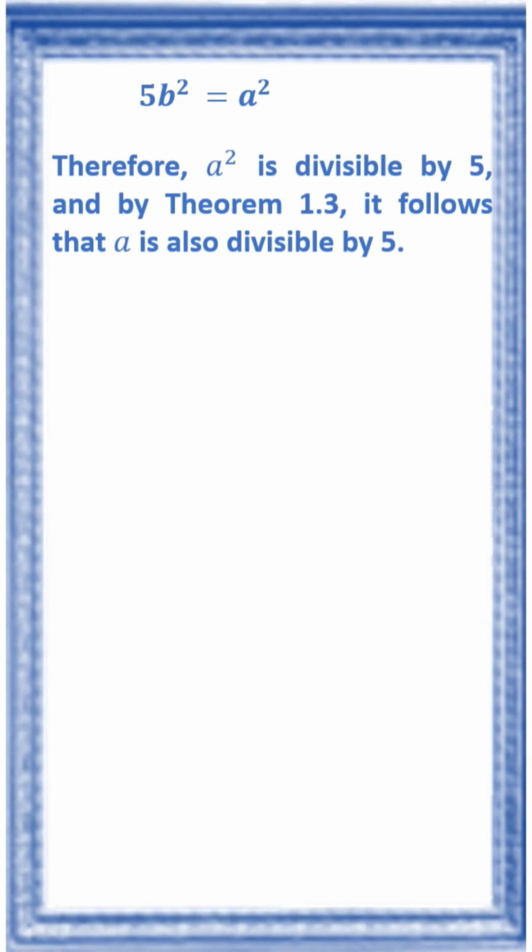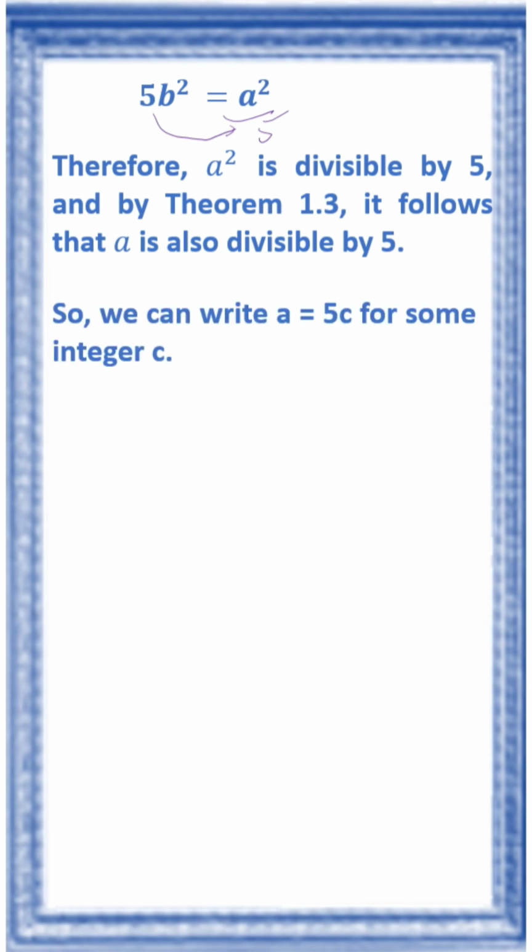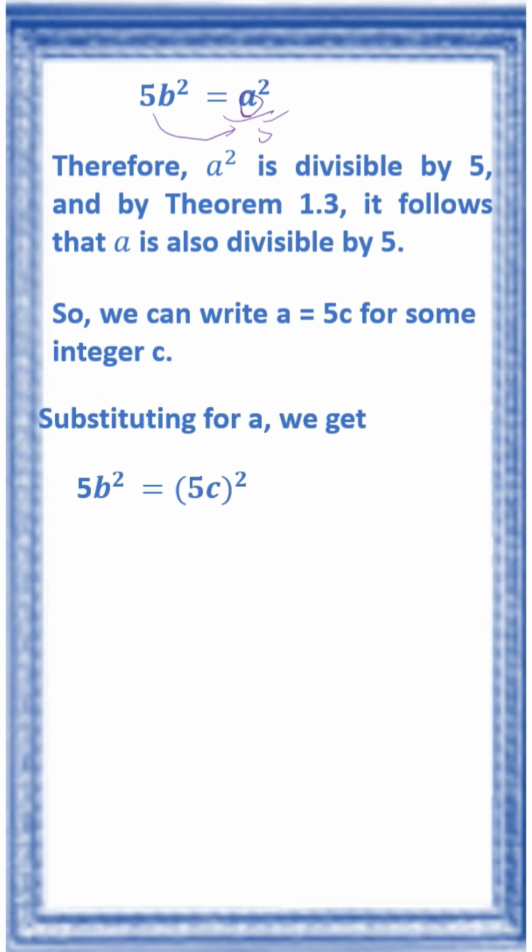Therefore a square is divisible by 5. So a is also divisible by 5 by theorem 1.3. So we can write a is equal to 5c for some integer c. Substituting 5c instead of a, 5b square is equal to (5c) the whole square. (5c) the whole square means 25c square. Now let us bring 5 here. So b square is equal to 5c square.